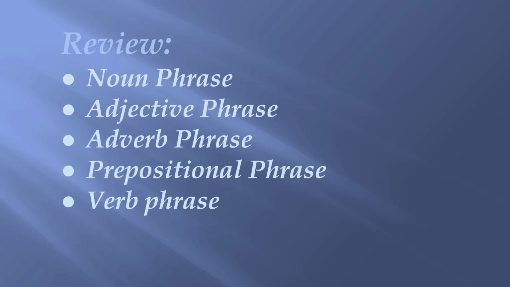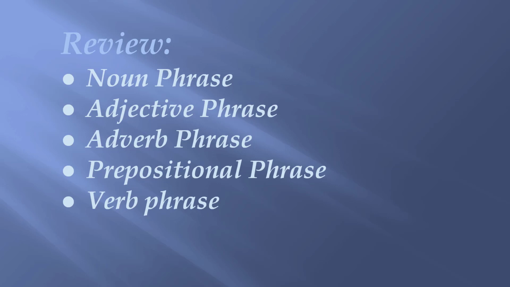adjective phrase. Adjective phrase acts as an adjective by describing a noun or a pronoun. Thirdly, we learned adverb phrase. Adverb phrase tells the manner, time, place, or frequency. Fourthly, we studied prepositional phrase. Prepositional phrase starts with a preposition and it also has the object of preposition. And lastly, we learned verb phrase.